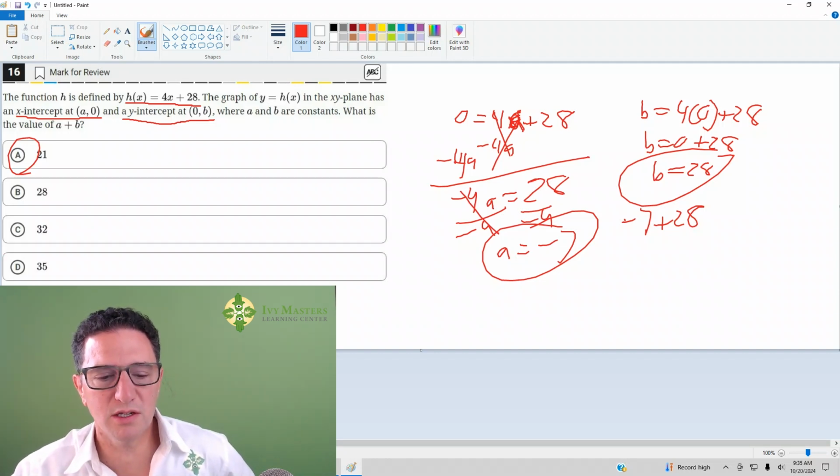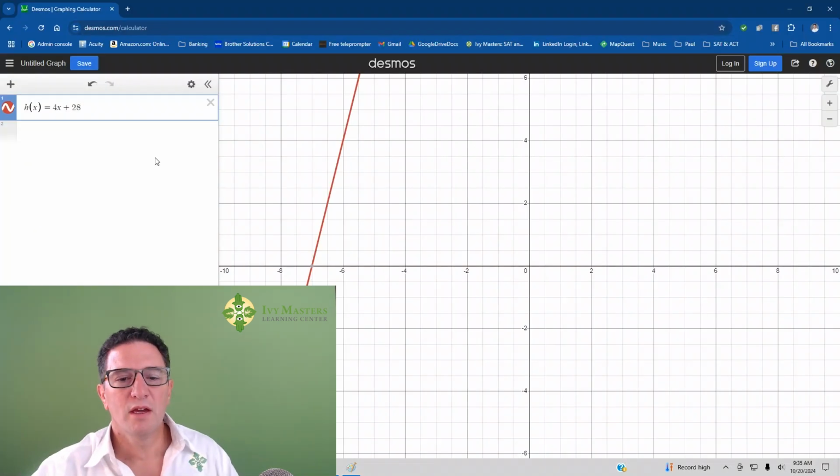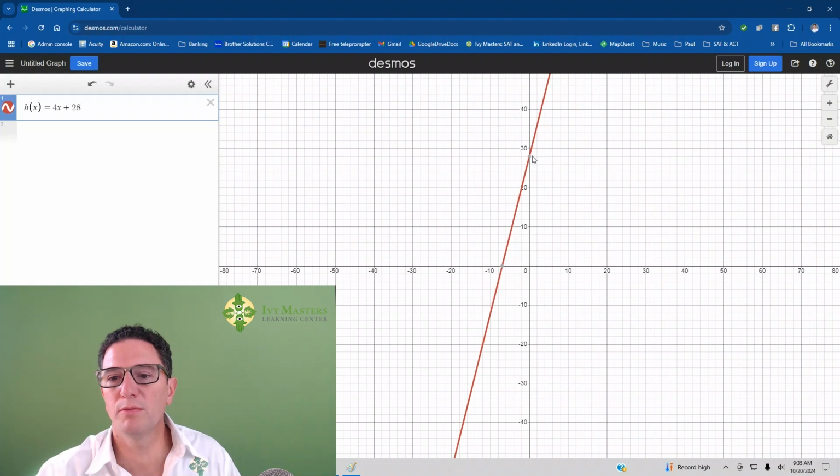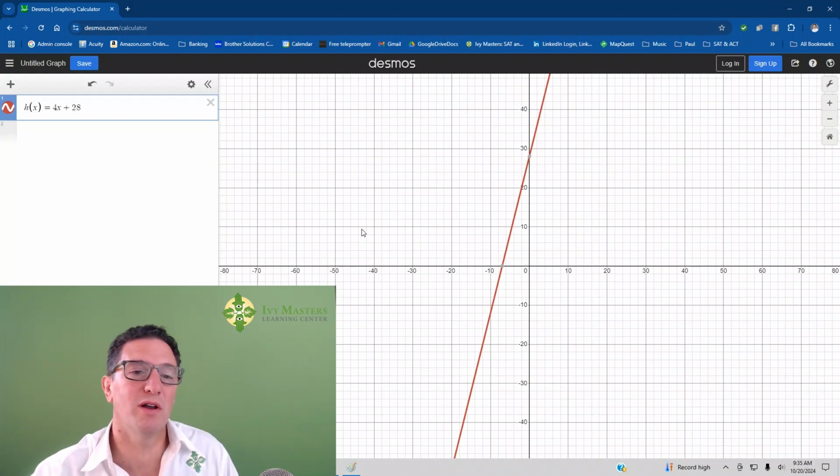When we go to Desmos over here, you can see your x-intercept. You can't see your y-intercept. Make sure you zoom out. Hit this minus to the upper right. 1, 2, 3. Boom. There it is. 28 plus negative 7 once again is 21.